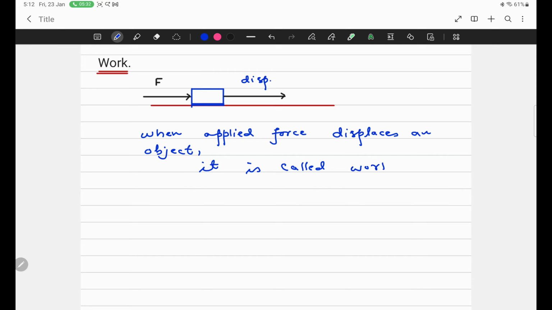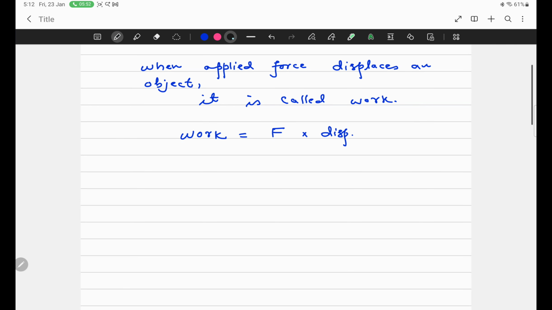But in mathematics, the conceptual definition is not important. You have to write the mathematical definition. So the mathematical definition of work is the product of force and displacement. Work is the product of force and displacement. So this definition you have to write in the exam.